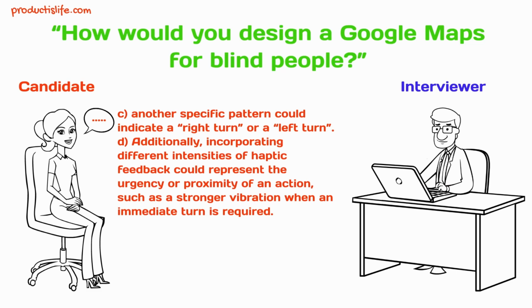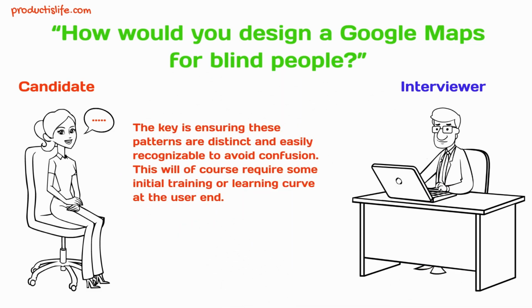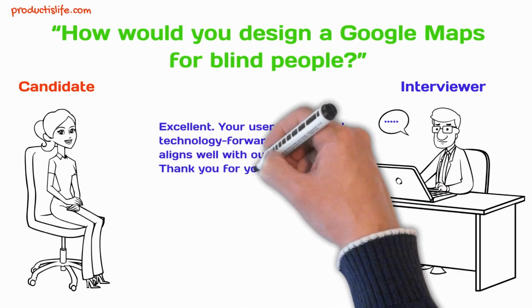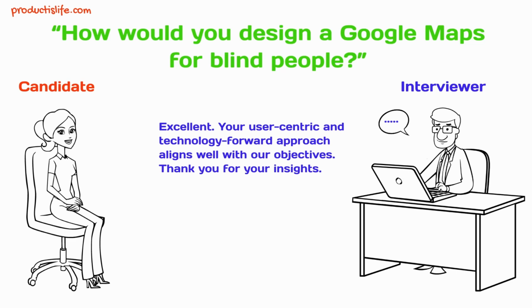Additionally, incorporating different intensities of haptic feedback could represent the urgency or proximity of an action, such as stronger vibration when an immediate turn is required. The key here is ensuring these patterns are distinct and easily recognizable to avoid confusion. This will of course require some initial training or learning curve at the user end. Excellent. Your user-centric and technology-forward approach aligns well with our objectives. Thank you for your insights.